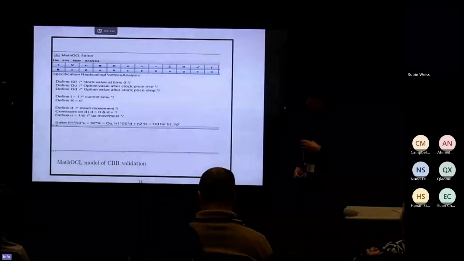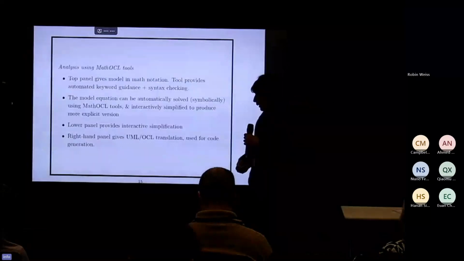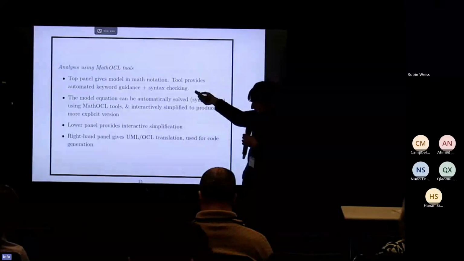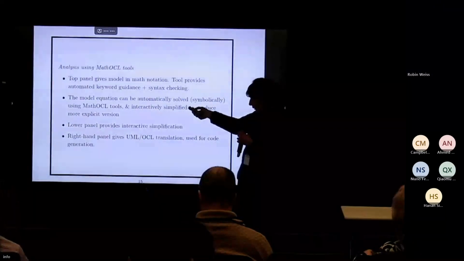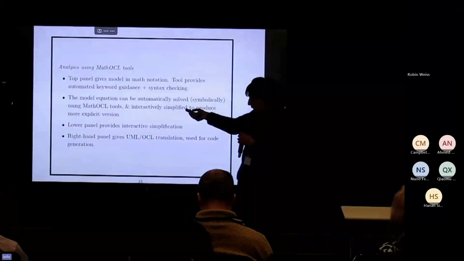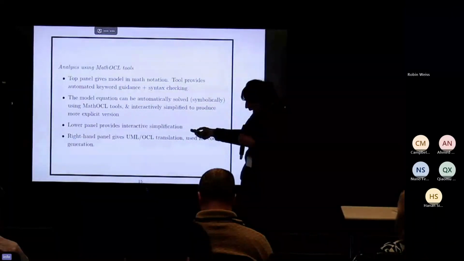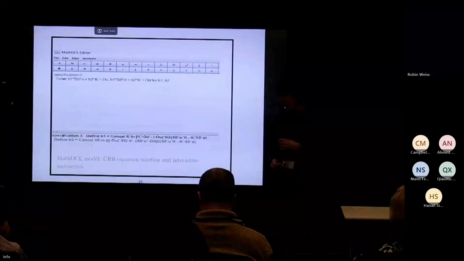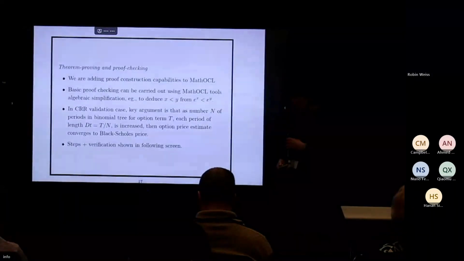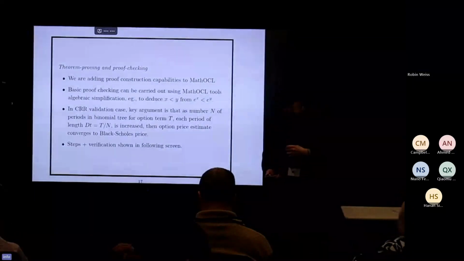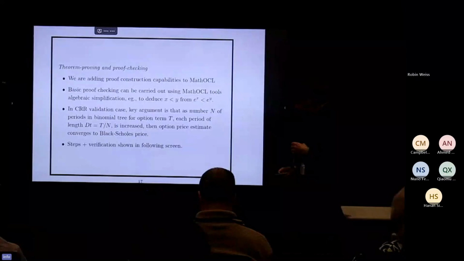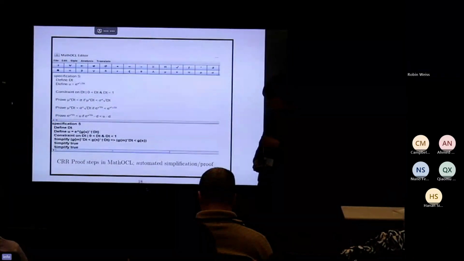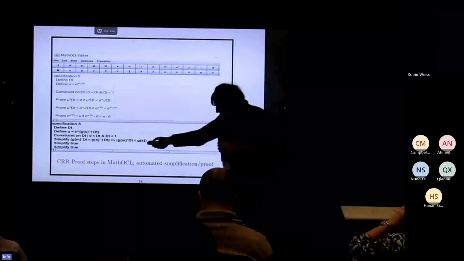That's more detail of another case study. So the top panel gives a mathematical notation, which is what the user would typically write. And then we do some syntax checking, guidance, some algebraic simplification solution where possible. That can be done interactively as well. And the solution in the lower panel, and then on the right-hand side, the OCL. There's another solution. We're adding more in the way of proof construction and theorem proving. That's obviously a big area. Some simple proof checking can be done already. There's an example of proof. It solved some of those automatically, but some still remain.